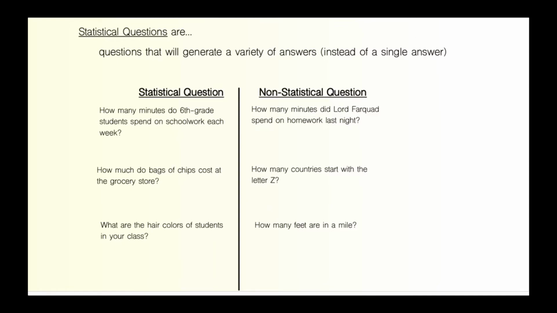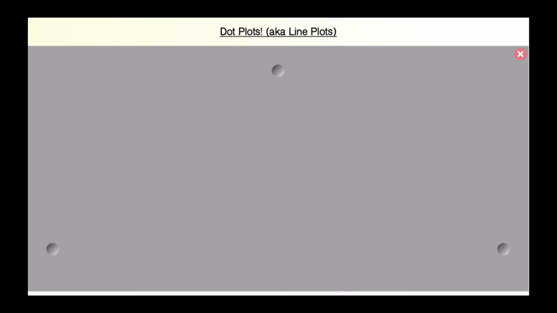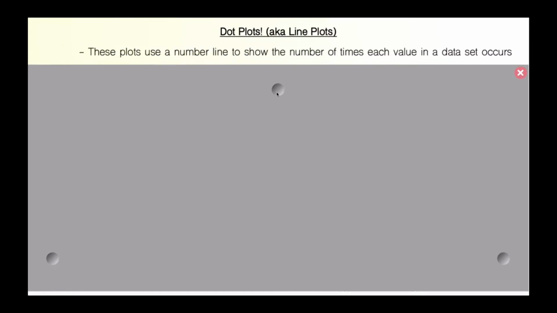All right. Take a deep breath. We are now going to shift gears to the second part of today's lesson. The second thing we are going to look at is data display number 1 for this unit, which is dot plots. Dot plots also go by the name of line plots, and there's a reason for that. I'll explain in a second. So dot plots. These plots use a number line to show the amount of times that a value in a data set occurs.